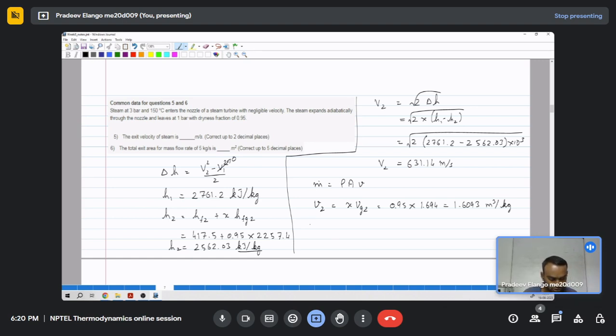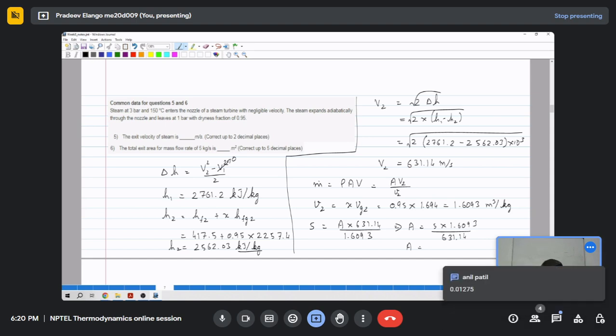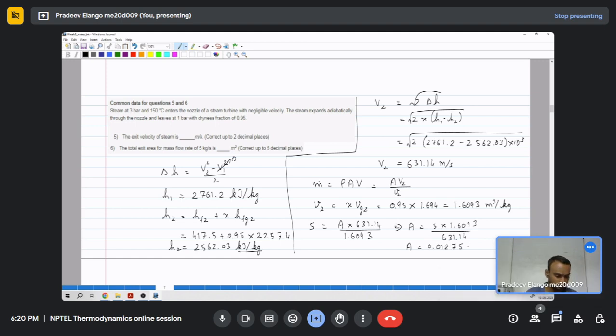And now we have m dot as 5 kg per second, and so this is equal to velocity V2 by specific volume v at second state. Now area can be found out: V2 is 631.14 divided by specific volume 1.6093, which means A is 5 into 1.6093 divided by 631.14. This is 0.01275 meter square.